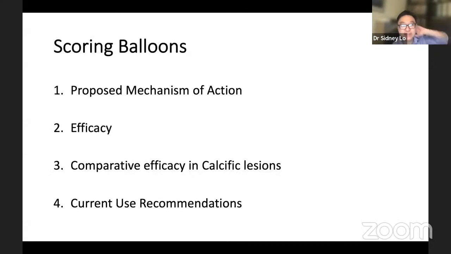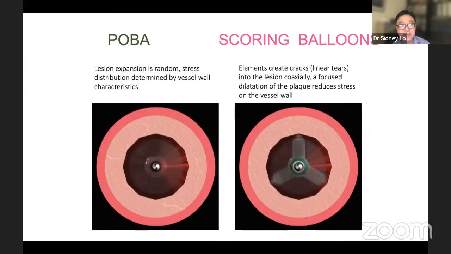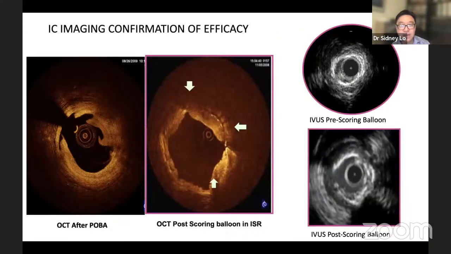So the proposed mechanism of action, efficacy, I'm going very brief because I'm not supposed to give much of a talk. If you can see that there are cuts, then it must be working. Cracks are kind of what we're looking for.